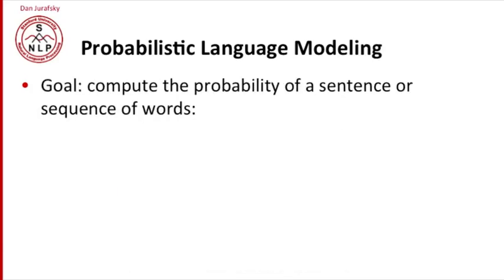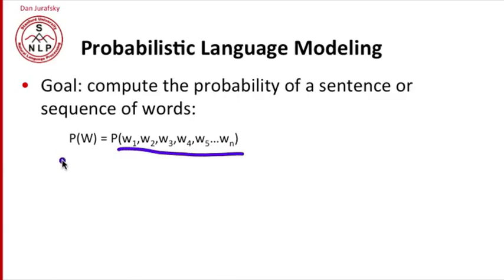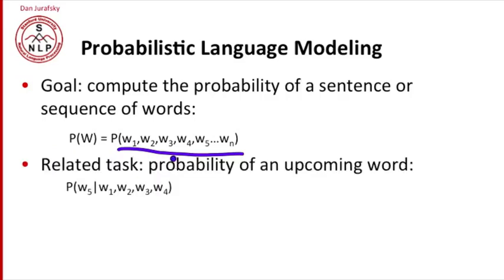So the goal of a language model is to compute the probability of a sentence or a sequence of words. Given some sequence of words W1 through Wn, we're going to compute their probability P of W. And we'll use capital W to mean a sequence from W1 to Wn. Now this is related to the task of computing the probability of an upcoming word.